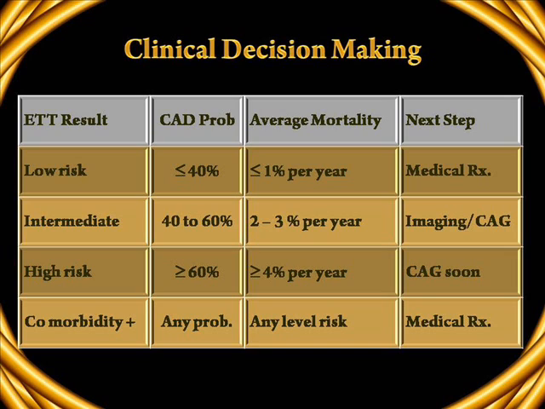In patients who are high risk, more than 60% probability of coronary artery disease, the average annual mortality is more than 4%, such patients should be referred for coronary angiogram as soon as possible. Suppose the patient has other comorbidities like poor LV function, poor renal function, chronic kidney disease, poor lung function, things like that, whatever may be the probability of CAD, whatever may be the risk level of annual mortality, we cannot recommend further studies, and coronary angiogram and bypass grafts, and medical treatment is the choice for such individuals. That is how clinical decision making is influenced by the result of the exercise test.